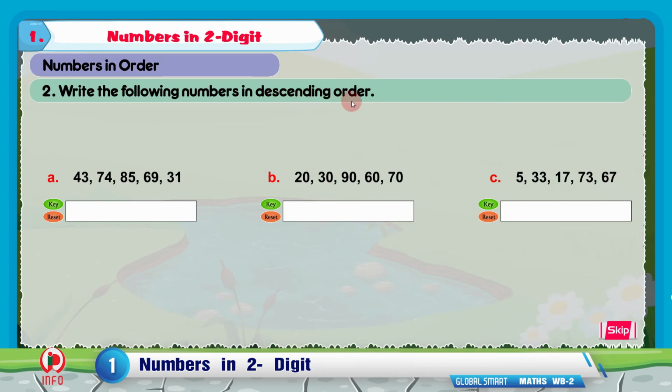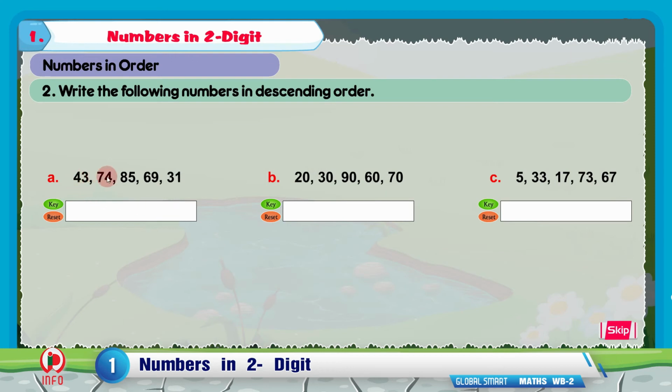Descending order means writing the bigger number to smaller number. Bigger number to smaller number is descending order. For example, in the first bit A we have these numbers. First we have to identify the greater number among these and then write the greater number. Then identify the next greater number and write the number. So in this way we can write the greater number first and then the smaller number at the end.